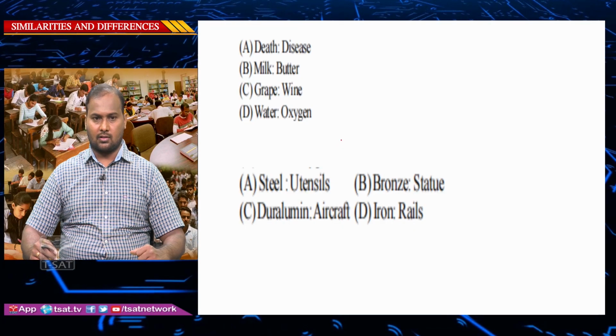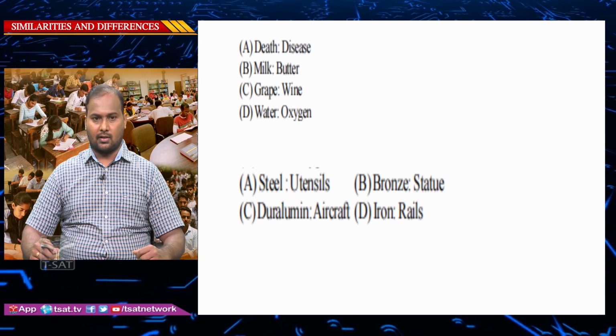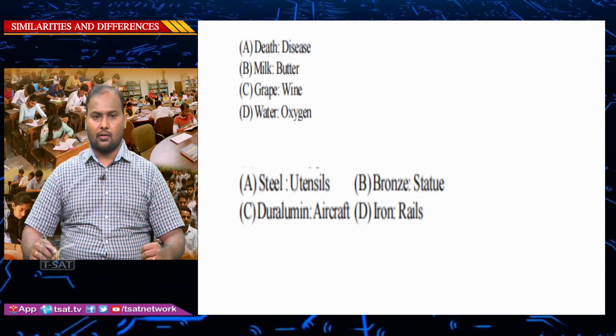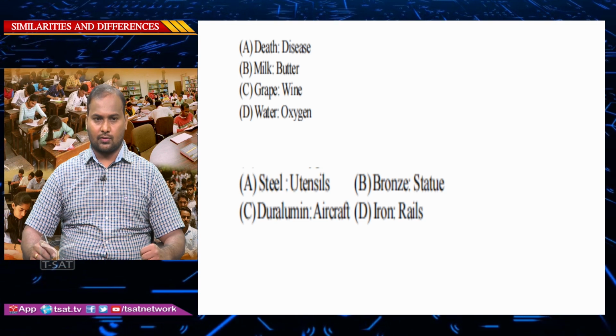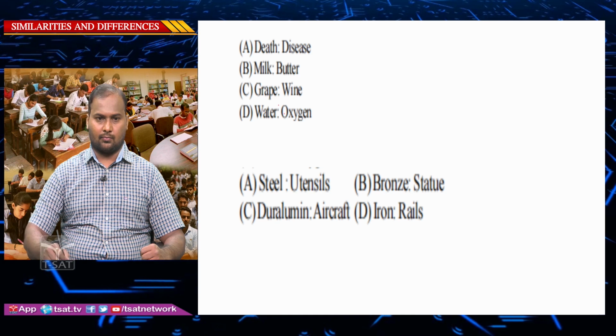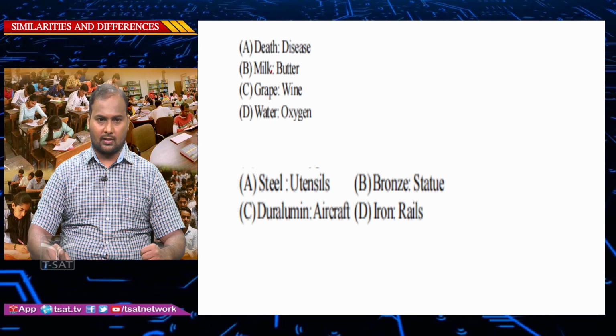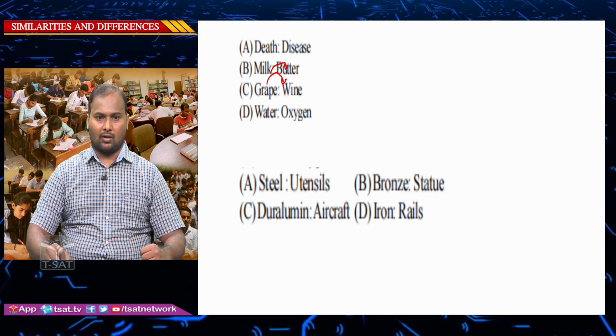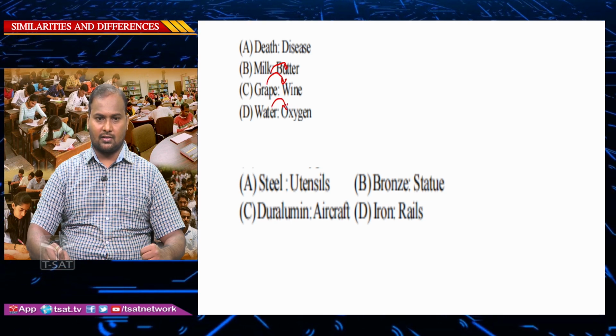Next question. Now see here in this question. This question has four options: death, disease; milk, butter; grape, wine; and water, oxygen. So here also the logic is similar to the previous question. Why? The source. For example, what is the source of butter? That is milk. What is the source of wine? Grape. And what is the source of oxygen? Water. And this is a bit logical.